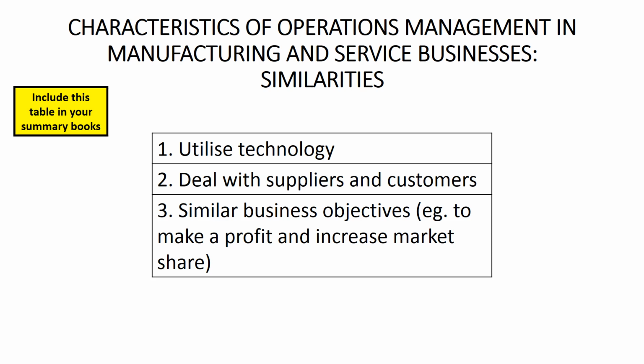The second similarity is that both manufacturing businesses and service businesses have suppliers who provide the inputs that are needed for the operations systems of those businesses. And they also have customers who buy the output that is produced by those operations systems. For example, the suppliers to car manufacturers include the suppliers of wheels, and the customers of car manufacturers are the people who buy the cars from the car manufacturers.